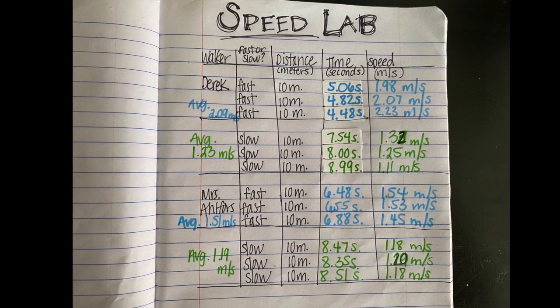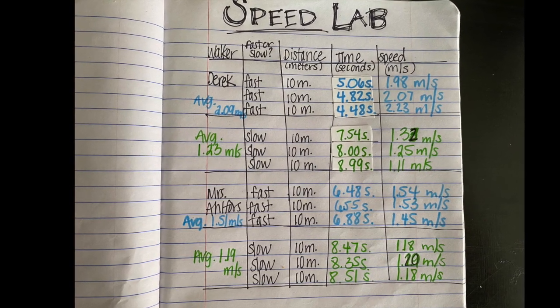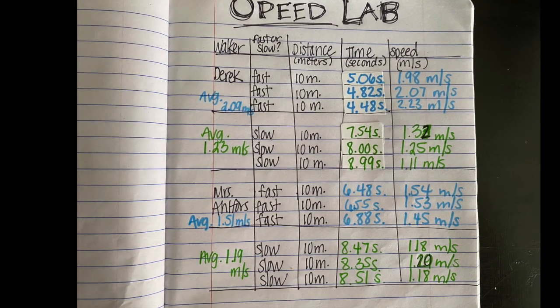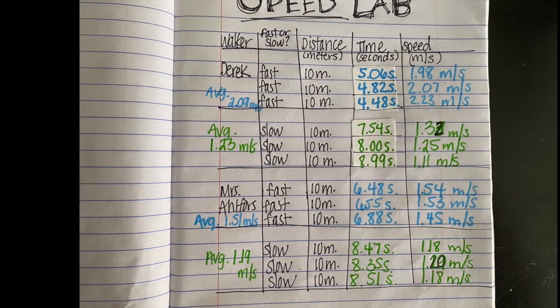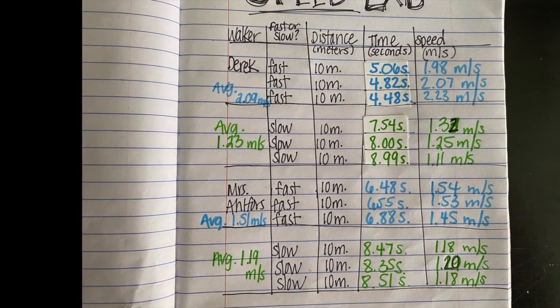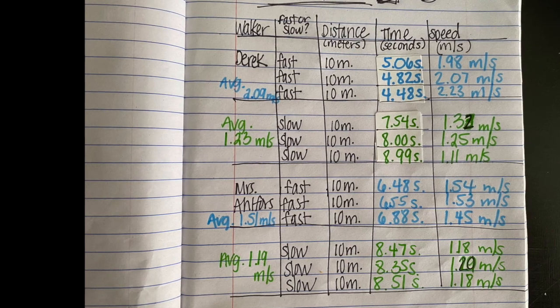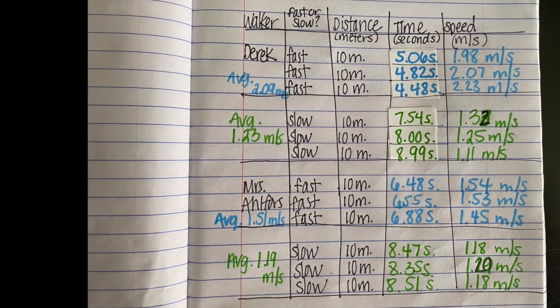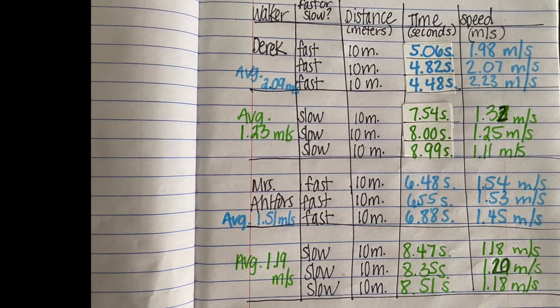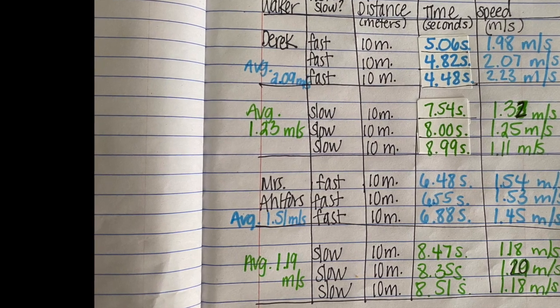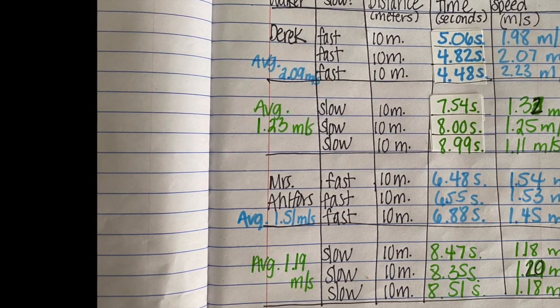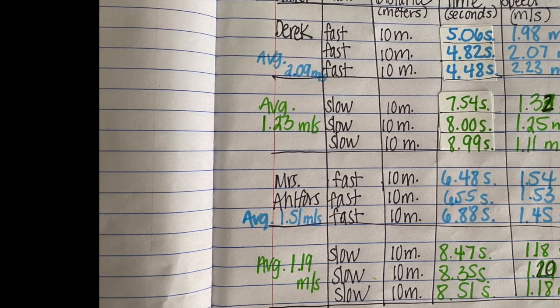When he walks fast, he walks at a rate of 2.900 meters per second. I only walk at a rate of 1.51 hundredths of a meter per second. He also walks faster when we walk slow. I wonder if I had other people do this, what their average walking speed is when they go fast and slow.